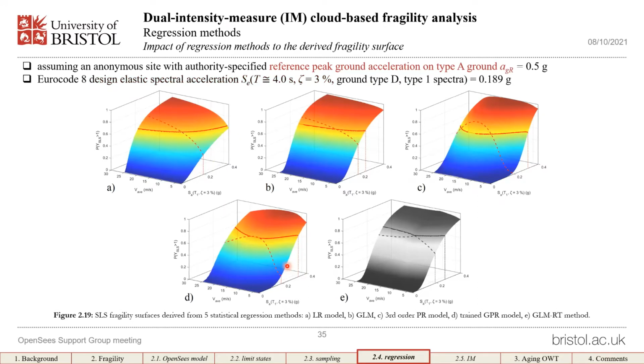And this is the data obtained for the serviceability limit state, the SLS. For this data set, we've seen that the predictions made by the PR models and the GPR models were much closer.